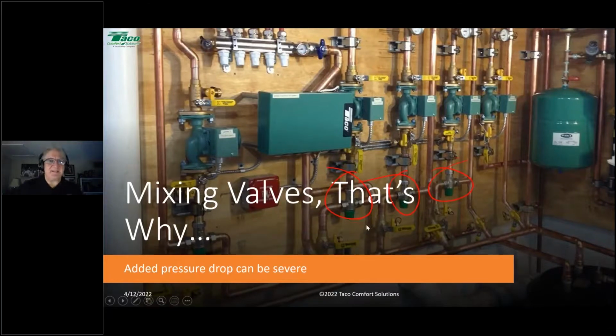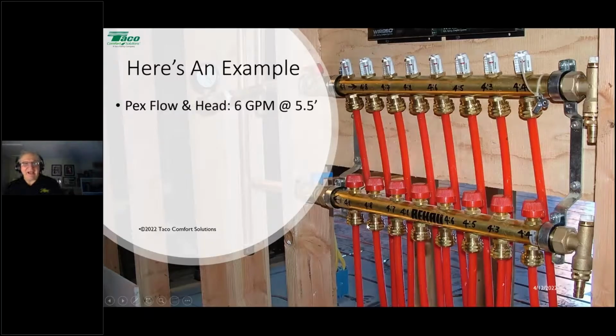Let's take a look at an example. I've got a radiant system and I'm going to use a 3-way thermostatic mixing valve, and I want to find the pressure loss through that mixing valve. My radiant manifold requires 6 gallons per minute, and the pressure loss through my worst case loop on that manifold is 5.5 feet of head. So just through this manifold, 6 gallons a minute, 5.5 feet of head.